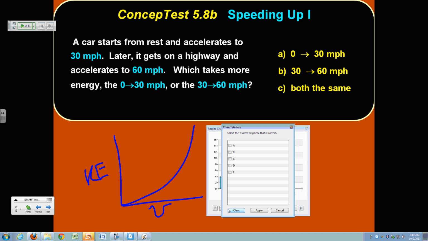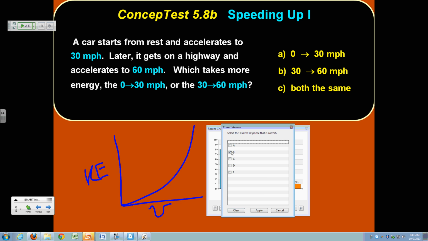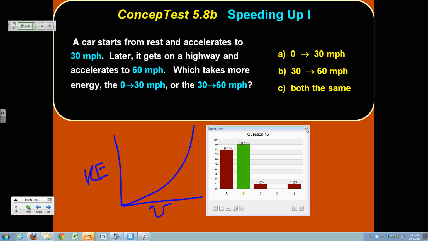Okay, it is B. Notice it takes a lot more energy to go at higher speeds. And not just because of the wind resistance, though as you move faster, the wind resistance is a lot bigger. But it's just because of the fact that the energy required is more.